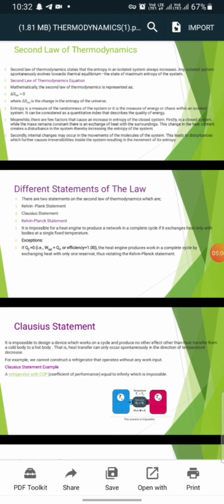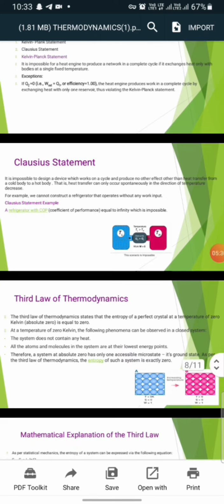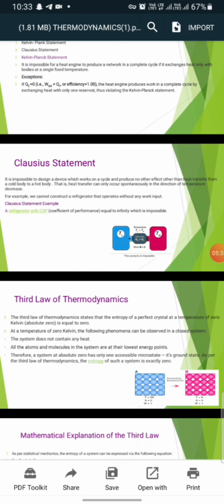Clausius statement: it is impossible to design a device which works on a cycle and produces no other effect other than heat transfer from a cold body to a hot body. That is, heat transfer can only occur spontaneously in the direction of temperature decrease. For example, we cannot construct a refrigerator that operates without any work input. Example, a refrigerator with COP equal to infinity, which is impossible. The given diagram represents the Clausius statement. For example, there is one hot reservoir and one cold reservoir. There is no heat transfer from the cold reservoir to the hot reservoir.